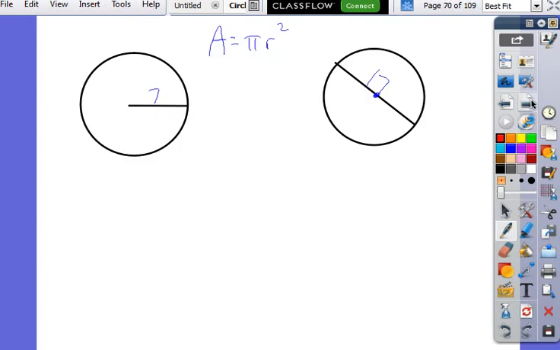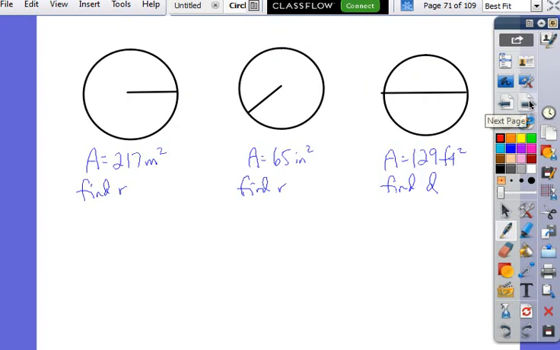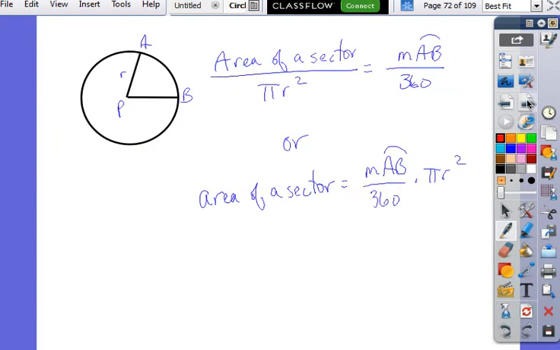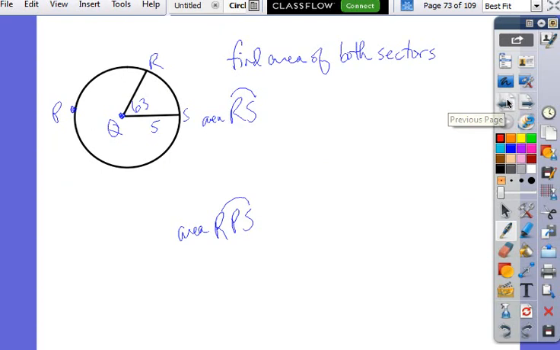If it's the area, we're good on finding the regular area, right? Pi r squared, plug the r number in, make sure it's r. If it's the area of a sector, degree over 360 times pi r squared. How do you find the other degree on this?